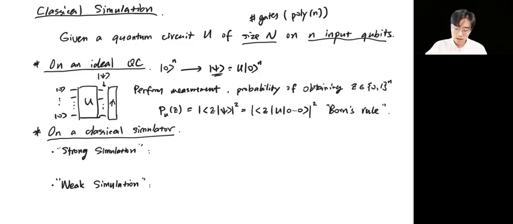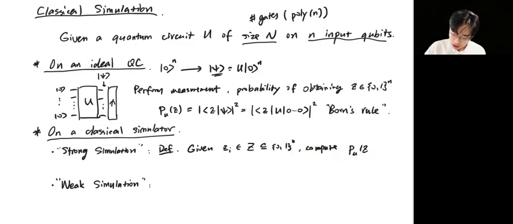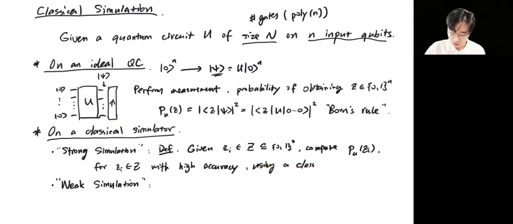So in order to mimic this random measurement outcome of the quantum circuit, we now have two different simulation definitions. The first one is called the strong simulation. Given one of these binary strings z sub i from a subset of output strings of interest, this could be a subset of 0, 1 binary strings of length n, we want to compute the probability of obtaining this output string z sub i from these target output strings with high accuracy using a classical computer. So again, the goal is to compute this.